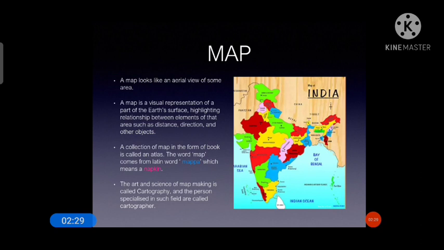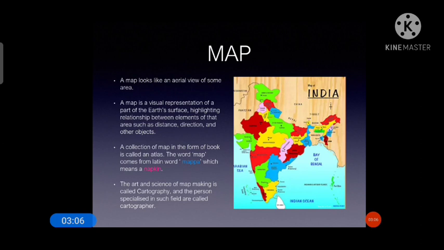Okay, a map is a visual representation of a part of the Earth's surface, highlighting the relationship between elements of that area such as distance, direction, and other objects. So what is it? It is a visual representation of a part of the surface of the Earth. It highlights the relationship between the elements of the area. The elements include distance, direction is also mentioned, and the other objects.